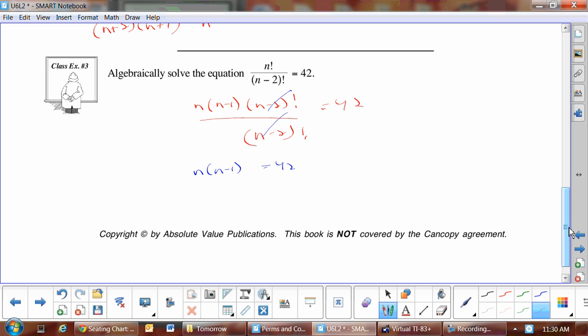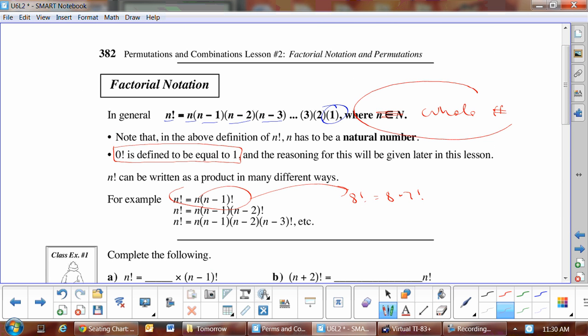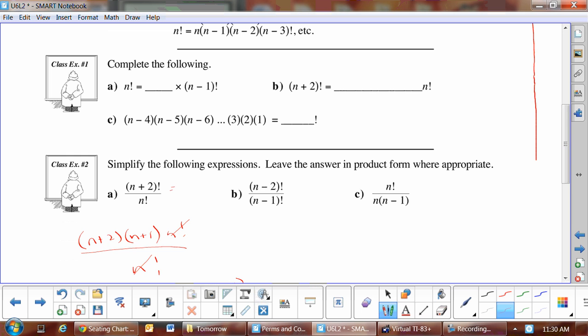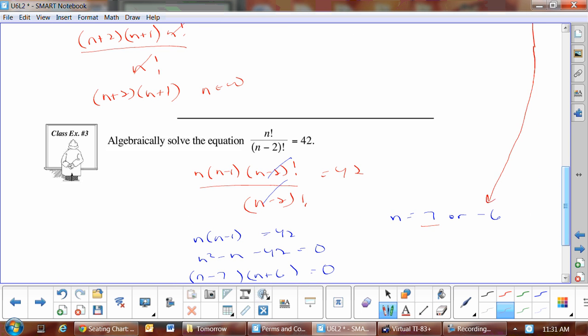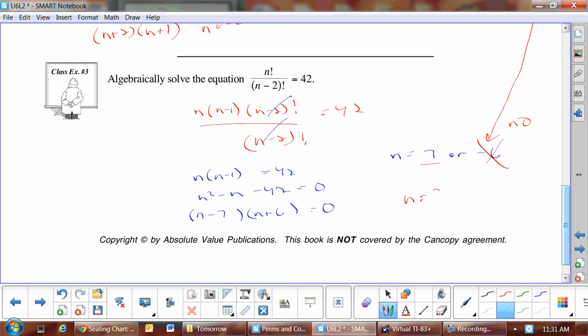Okay. Then that's n squared minus n minus 42 equals 0. Okay. So two numbers that add to give me negative 1 and multiply to give negative 42 would be n minus 7, n plus 6 equals 0. So n equals 7 or negative 6. It can only equal 7 though, right? Why? Has to be a whole number, right? Okay.